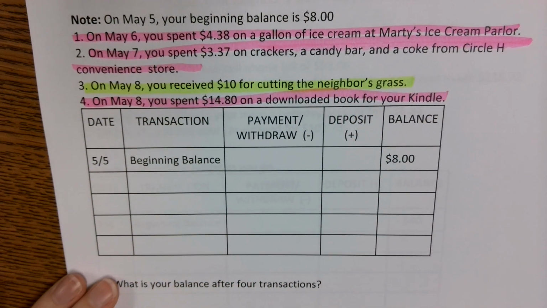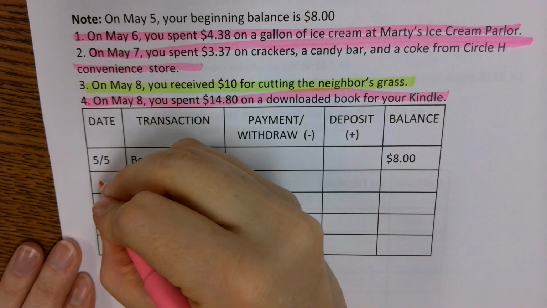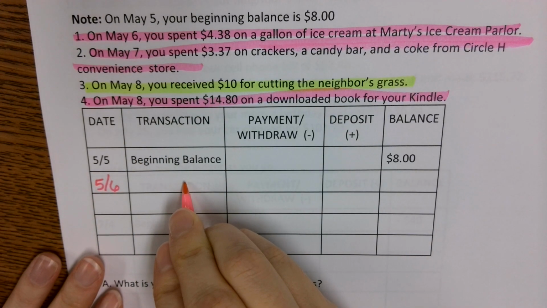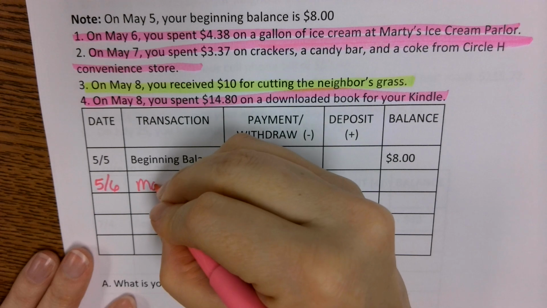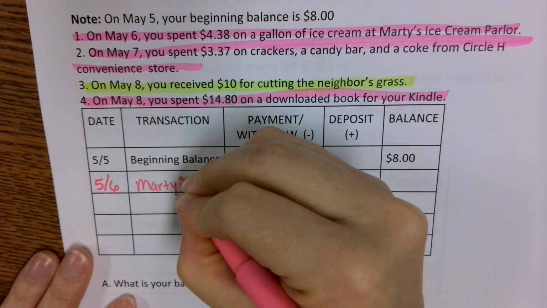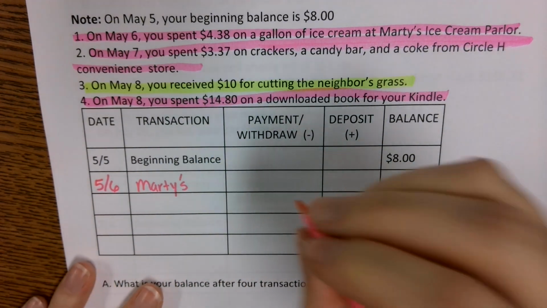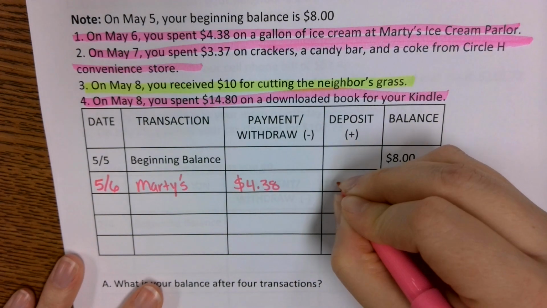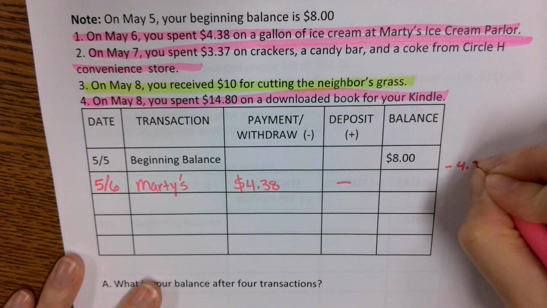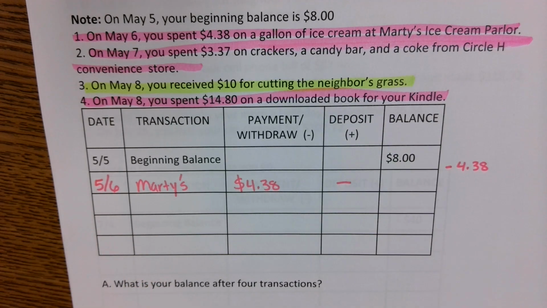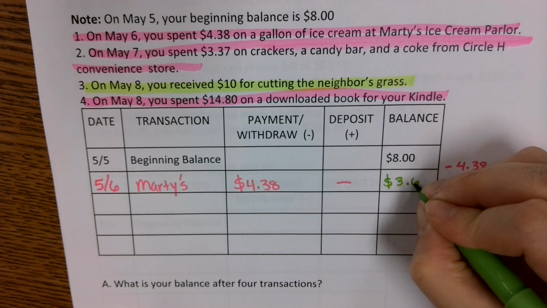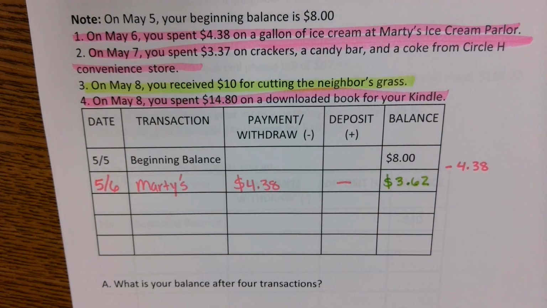Okay, so putting these transactions into place. We know that on 5/6, what was our transaction? Marty's, right? Marty's Ice Cream Parlor. I'm just going to put Marty's. Okay, it was a withdrawal of $4.38 from the account. So that means we're taking $4.38 away from the $8 that we have in our account to start with. So we're still going to have a positive balance. We still have $3.62 remaining in the account.